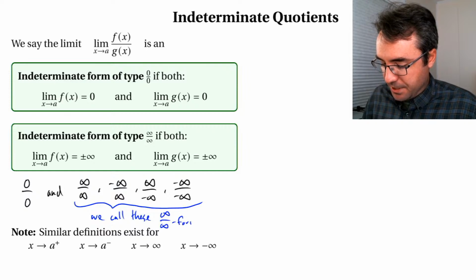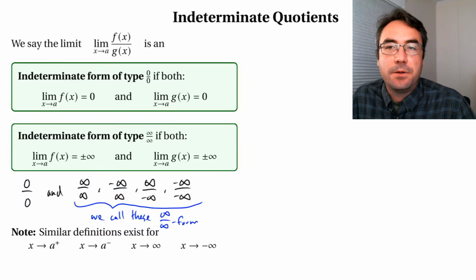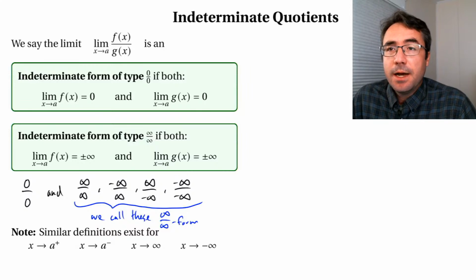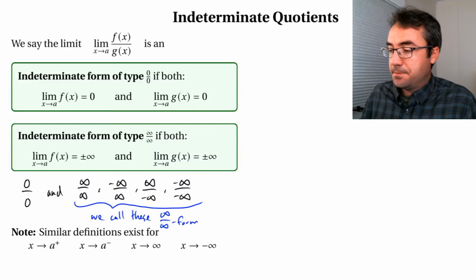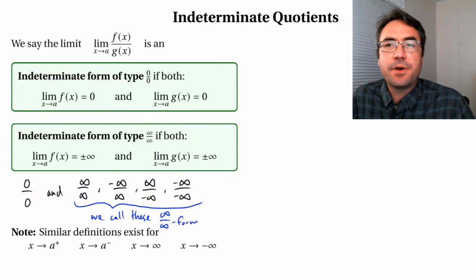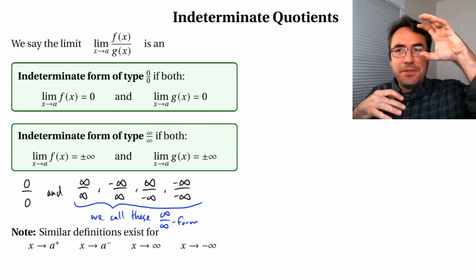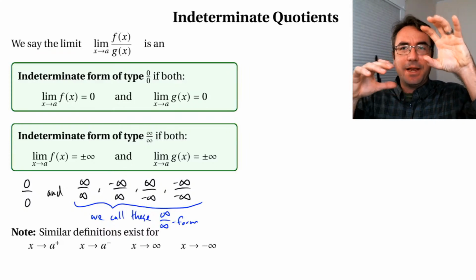So we don't really distinguish between all those little special cases there. We just call it an infinity over infinity form. All right, so why are these indeterminate? Why don't we know? Well, there's sort of a conflict between the numerator and the denominator.